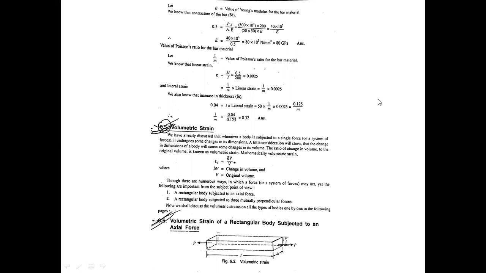Though there are numerous ways in which a force or system of forces may act, yet the following are important from the subject point of view. So here you will only see the rectangular body subjected to an axial force. So we'll see that. Okay. So next derivation, volumetric strain of a rectangular body subjected to an axial force. So this is the rectangular body, and these are the forces which are acting in the axial direction. This is the breadth, this is the length, this is the thickness.